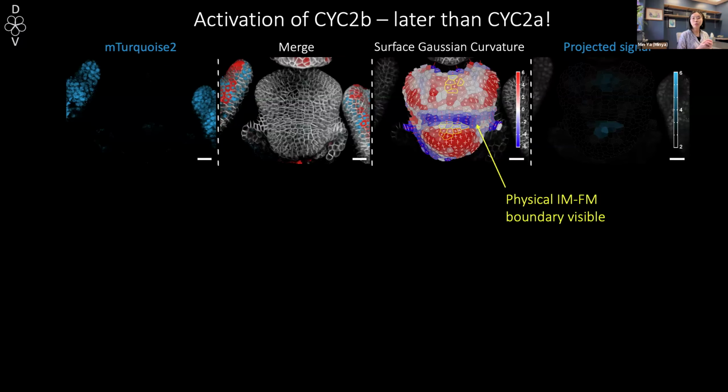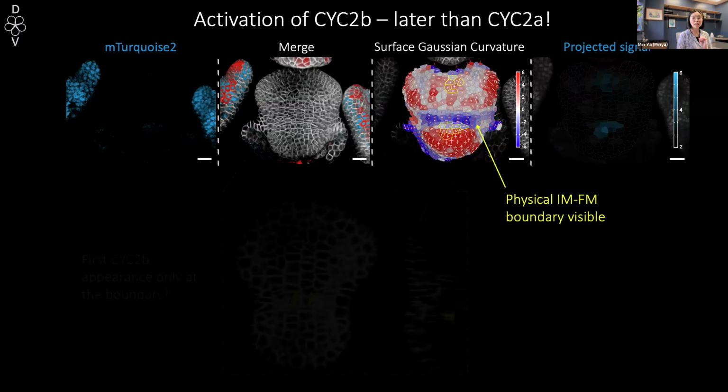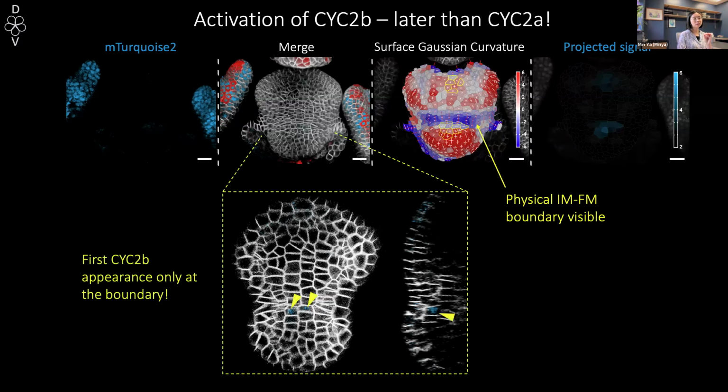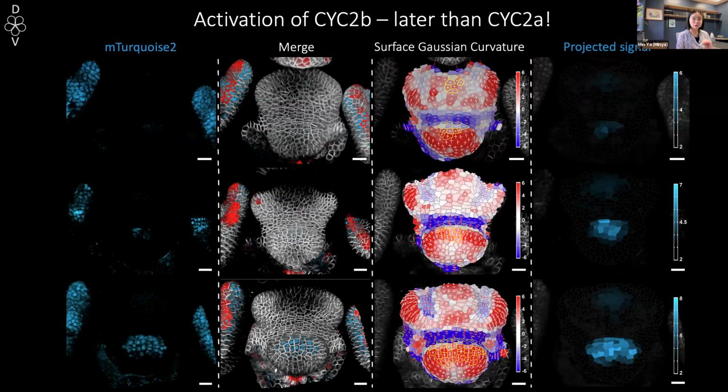Also, unlike 2A, which was first expressed in almost all the cells, the initial expression of 2B was always only at just a few cells by the boundary. And only as the development proceeds, more cells will start to express 2B, and then it becomes dorsalized. Okay, so far we have established that auxin is probably not involved in initiating these two genes, and these two genes have slightly different, interesting initiation patterns.